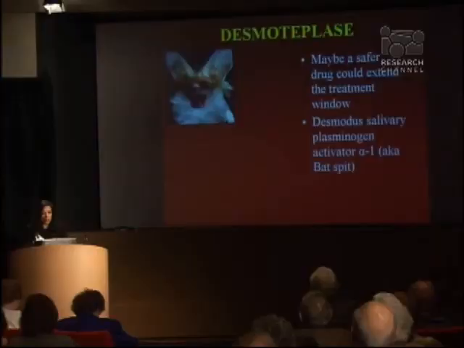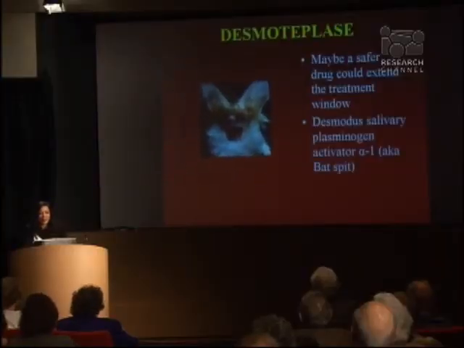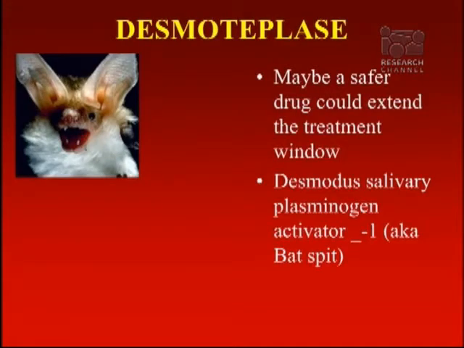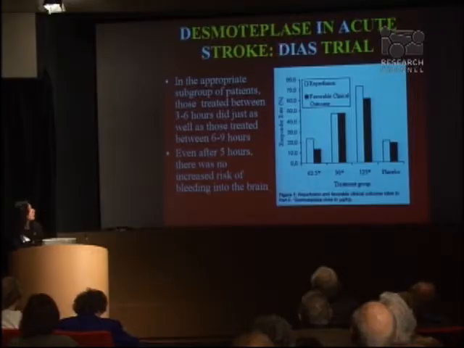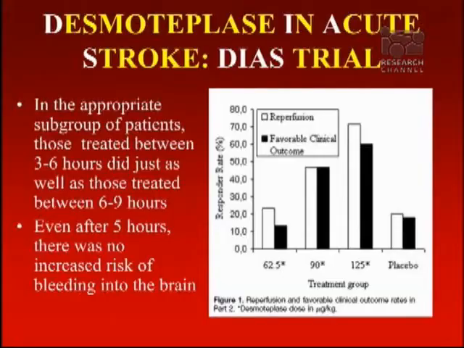Enter the South American vampire bat, Desmodus rotundus. The saliva from this bat contains a TPA-like substance that's more specific for clot and so results in less bleeding. The DIAS trial, or desmoteplase in acute stroke trial, showed that in an appropriate subgroup of patients, in contrast to TPA, patients who were treated early or late did just as well.